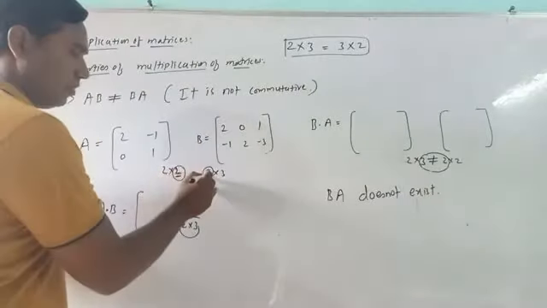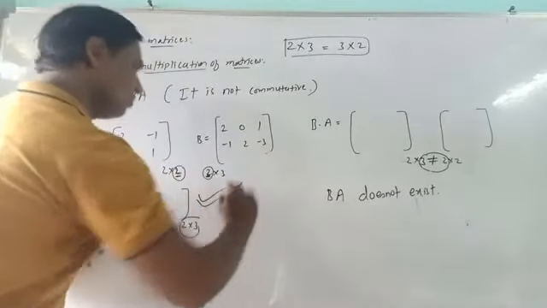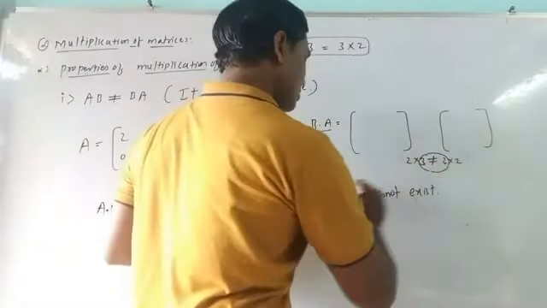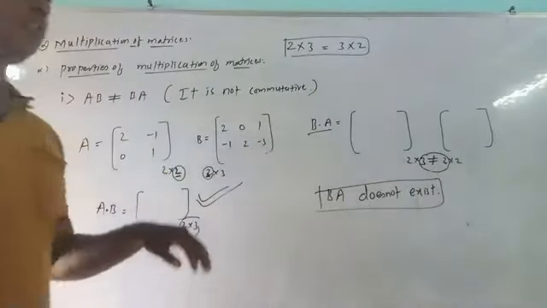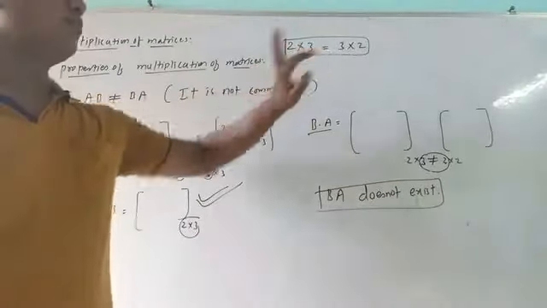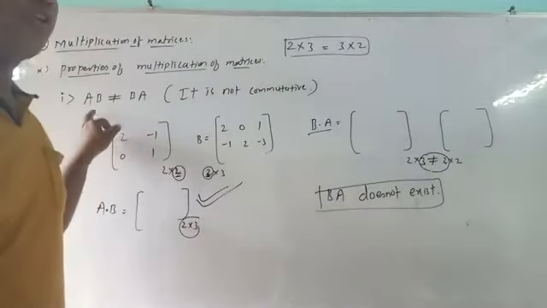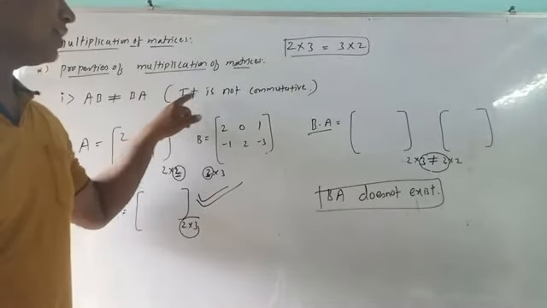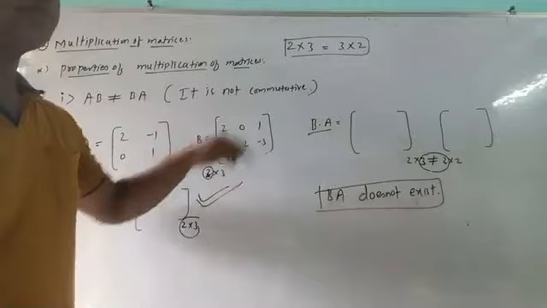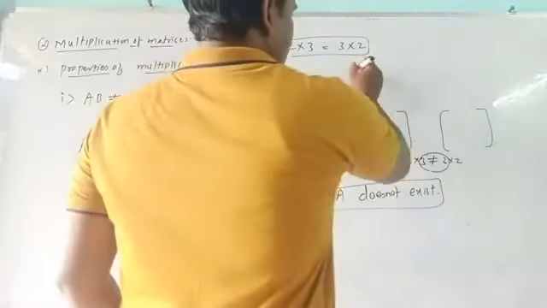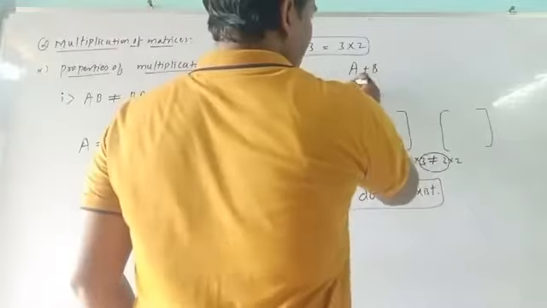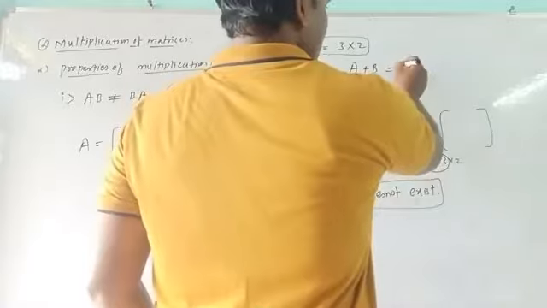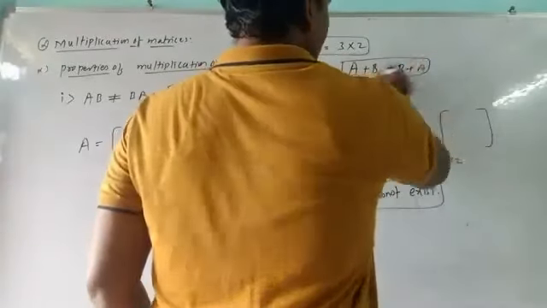Here the number of columns is equal to the number of rows, so AB exists. While doing BA, the number of columns is not equal to the number of rows, so BA does not exist. So our knowledge that 2 into 3 is equal to 3 into 2 does not work here. AB is not equal to BA. So this is the first property: multiplication is not commutative. While in the case of addition, first we add A plus B, then we add B plus A, both have the same value. A plus B is equal to B plus A. It is possible in addition.